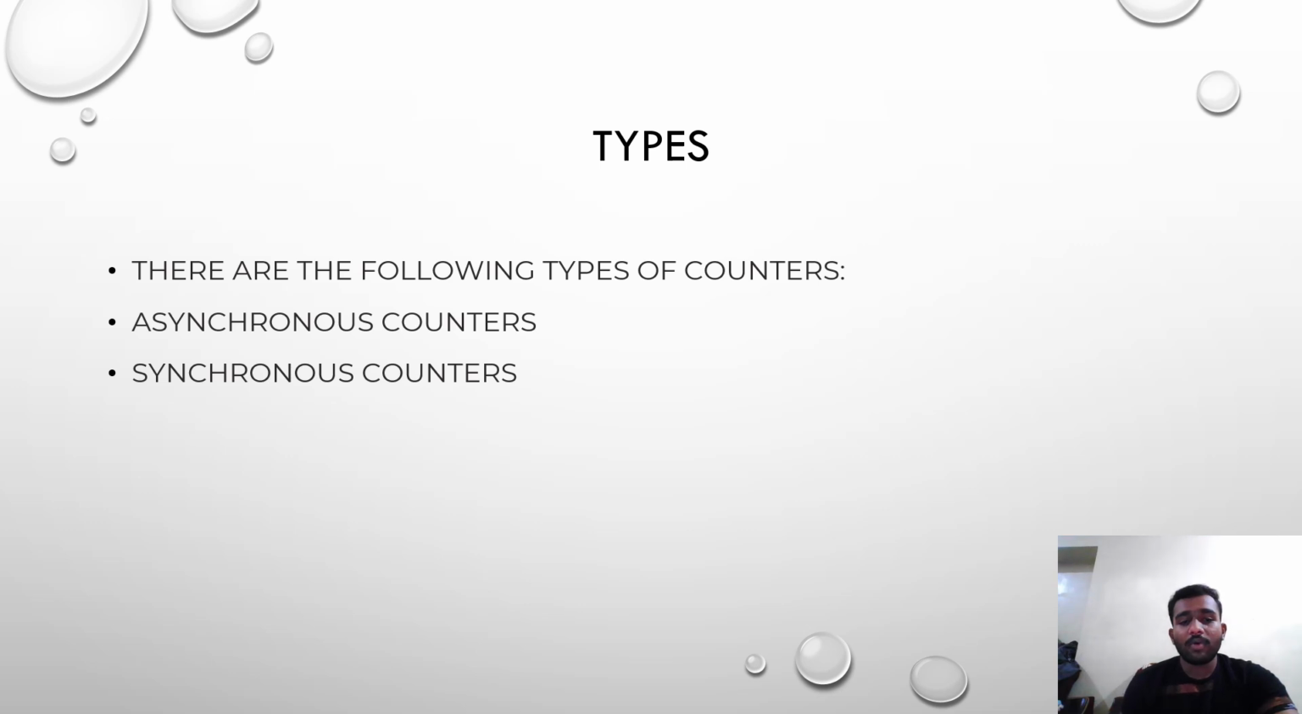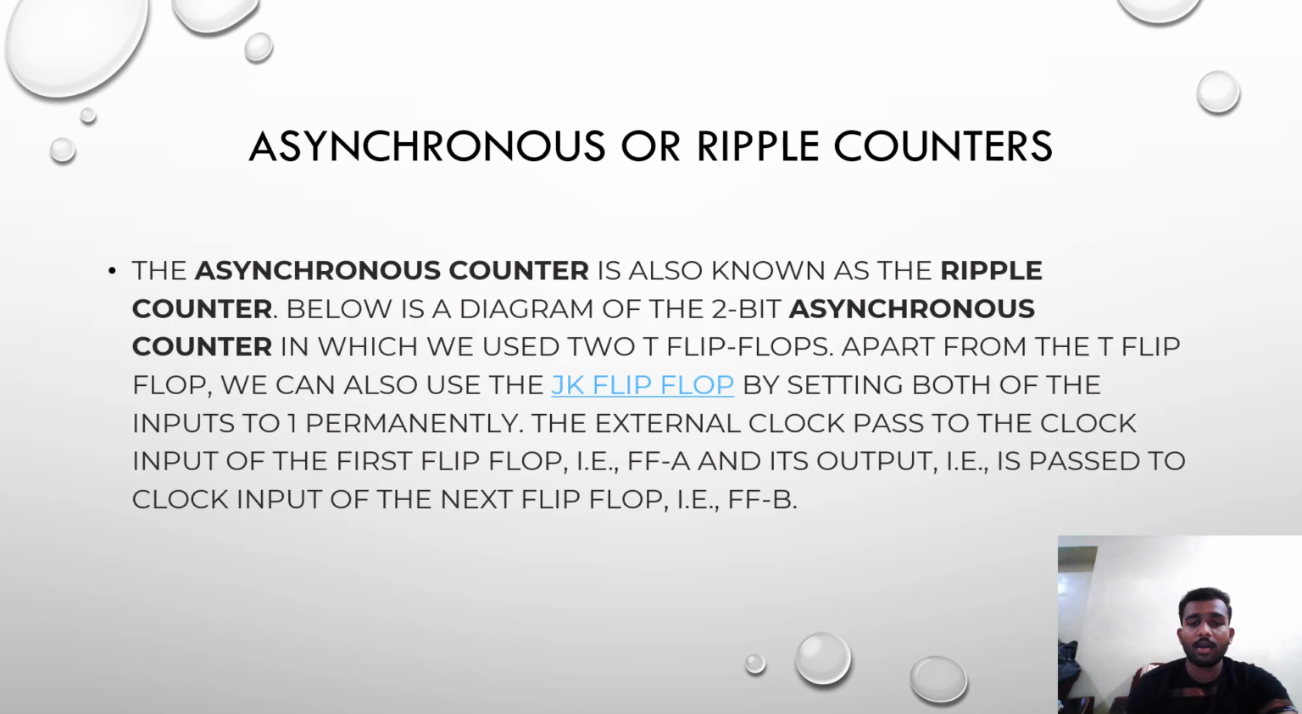The types of counters. Counters have two types: asynchronous counter and synchronous counter. The asynchronous ripple counter is also known as a ripple counter. In the next slide, we will see the 2-bit asynchronous counter in which we have used T type flip-flops. Rather than a T flip-flop, we can use JK flip-flops by setting both inputs to 1 permanently.